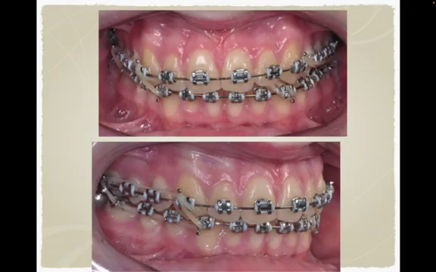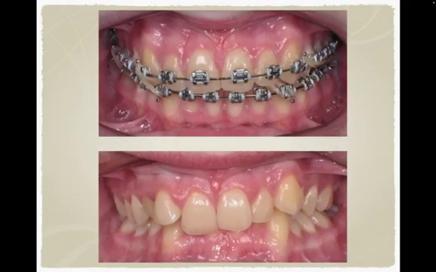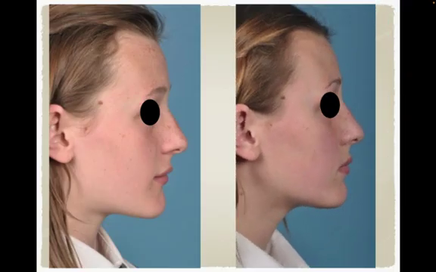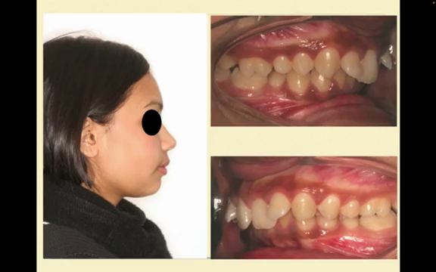And this is how the profile looks. Usually the profile, at least, is not getting worse. You can see that support has been given to the upper and lower lip. So remember again that with class 2 division 2, our first treatment option is usually non-extraction. However, having said that, it's not always like this, because sometimes we have to do extraction treatment.